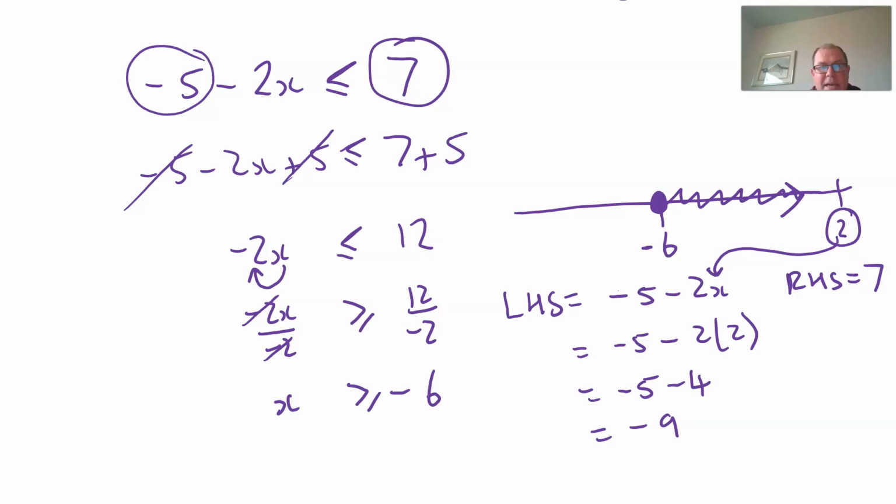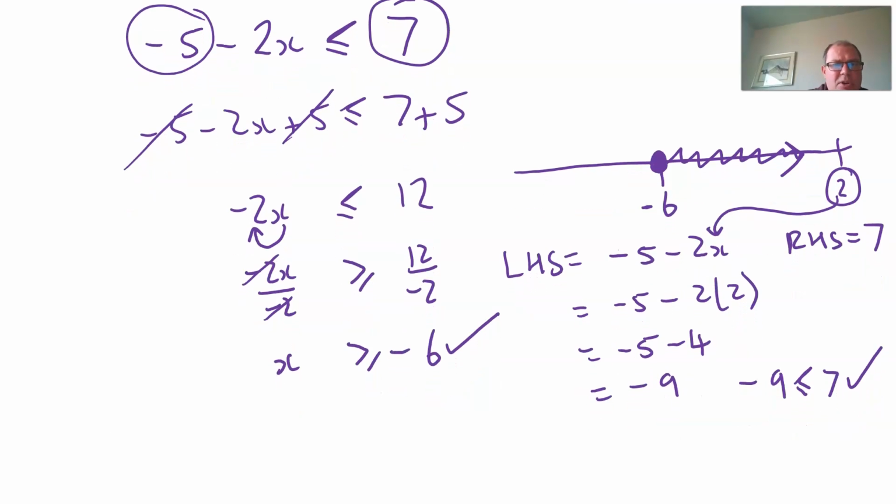So is the left-hand side smaller than or equal to the right-hand side? And yes, it is, because minus 9 is smaller than or equal to 7. So we've got the answer correct. Okay, let's do one more. And I'm going to do this one in a different way for you.